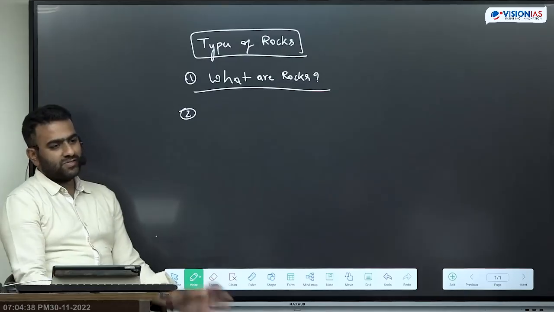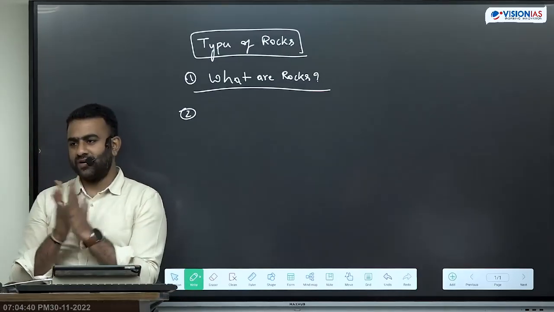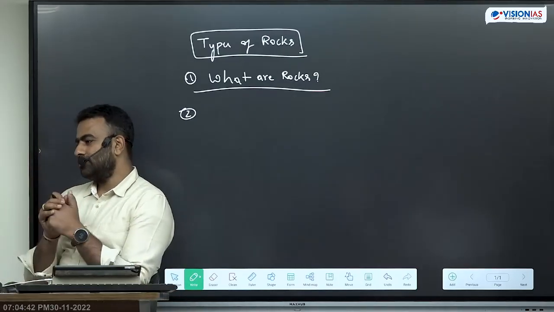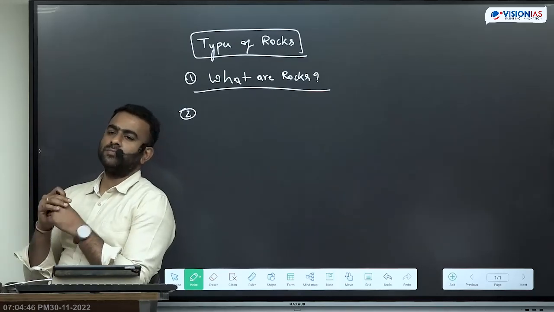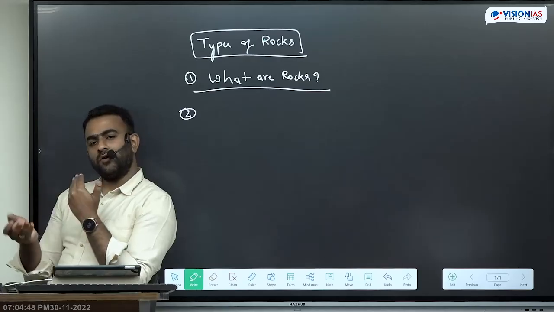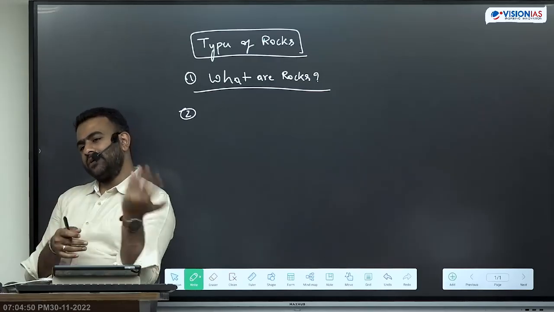Sometimes these sediments accumulate together in specific conditions and form another type of rock, which we call sedimentary rocks. So what are sedimentary rocks? The rocks which are formed from the sediments derived from other rocks.